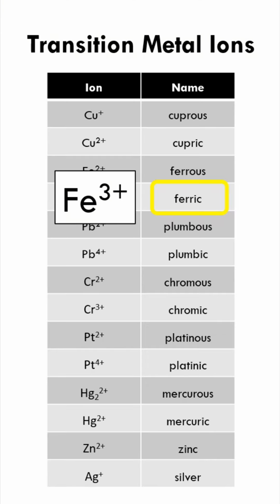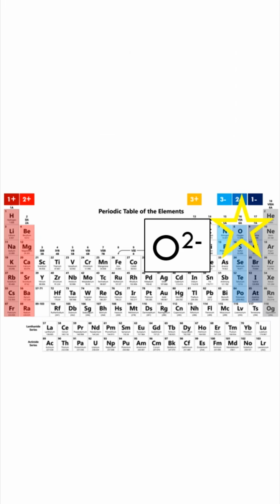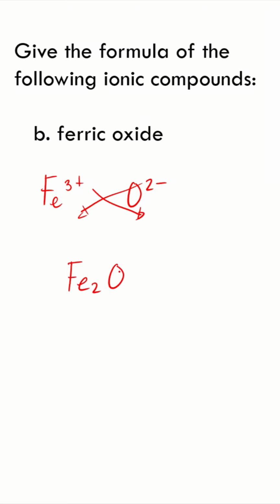To get the formula of ferric oxide, we need to get the charge of the ferric cation from the table of transition metal cations. Oxygen's charge, on the other hand, may be taken from the periodic table. By crossing their charges, we get the formula Fe2O3.